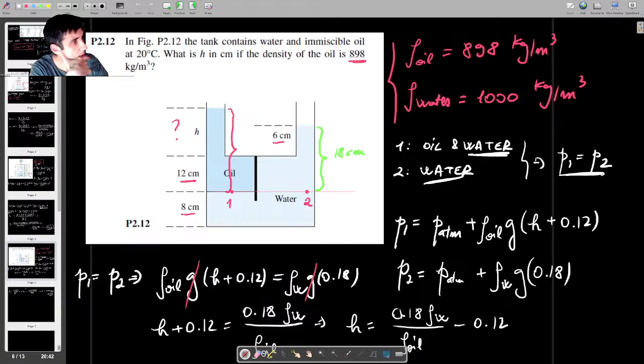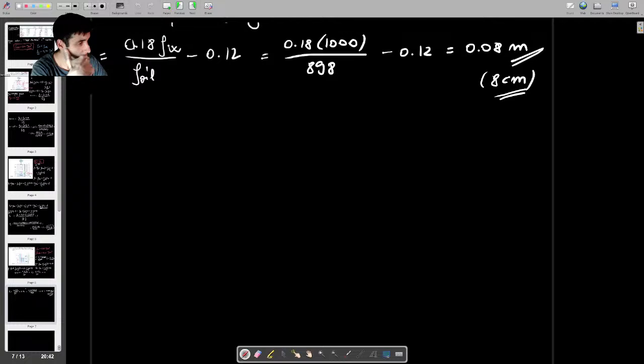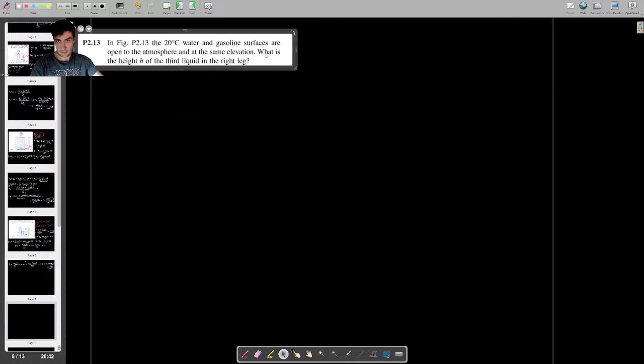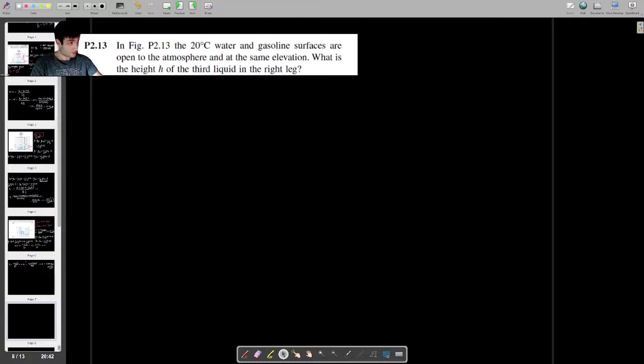Okay, let's try maybe the next one. So I'm looking here at... okay, so the text of the problem is this one, and it's got a diagram as well. And the diagram is this right here.